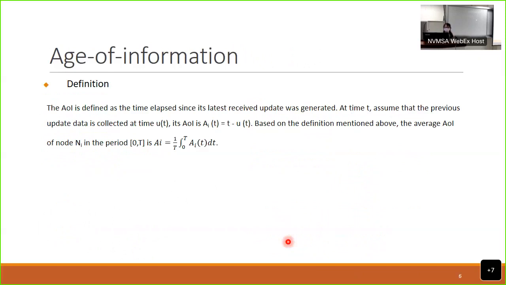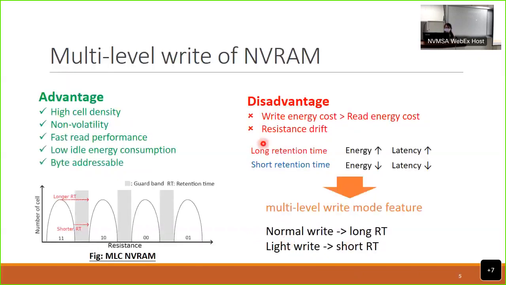So in this work, we will use this multi-level write to further reduce the energy consumption in the intermittent system, because we all know the energy in the intermittent system is a very variable resource.